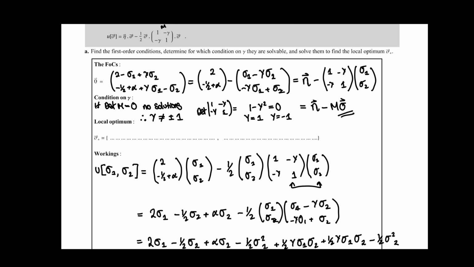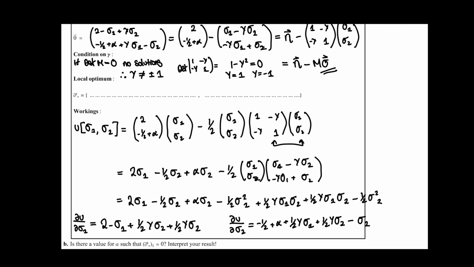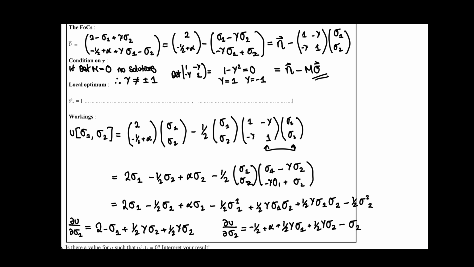If we now try and find the local optimum, we need to equate the first order condition to 0. So η minus the matrix M and then the vector σ is equal to 0. We get η is equal to M times σ. If we multiply both sides by the inverse of M, we get M inverse times η is equal to σ, because M times its inverse will be the identity matrix.